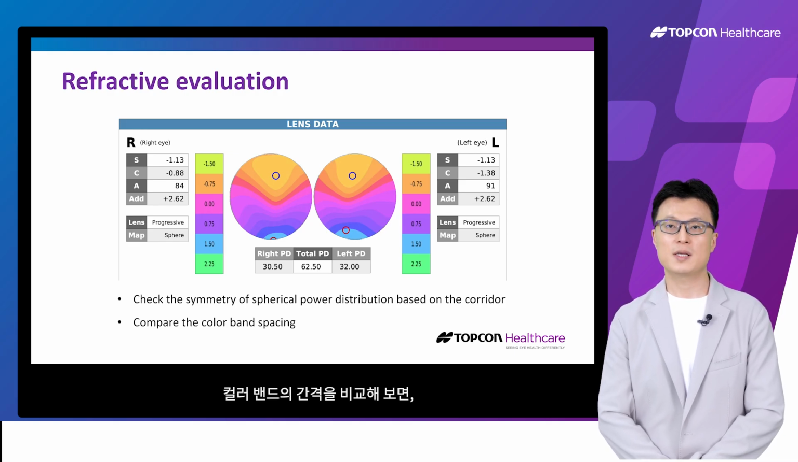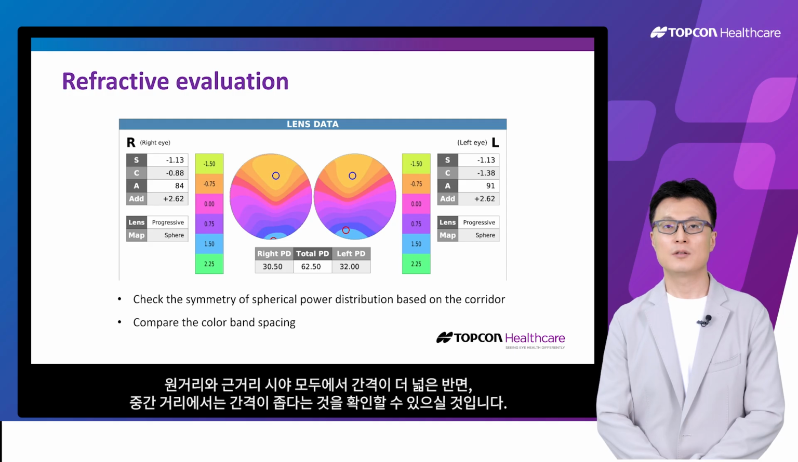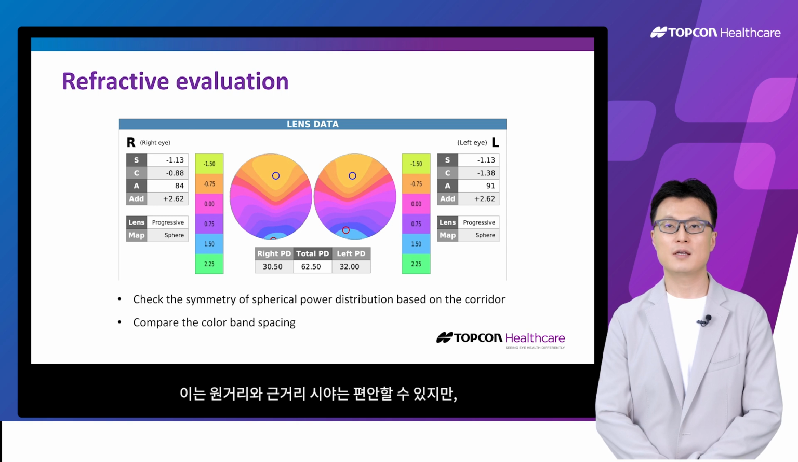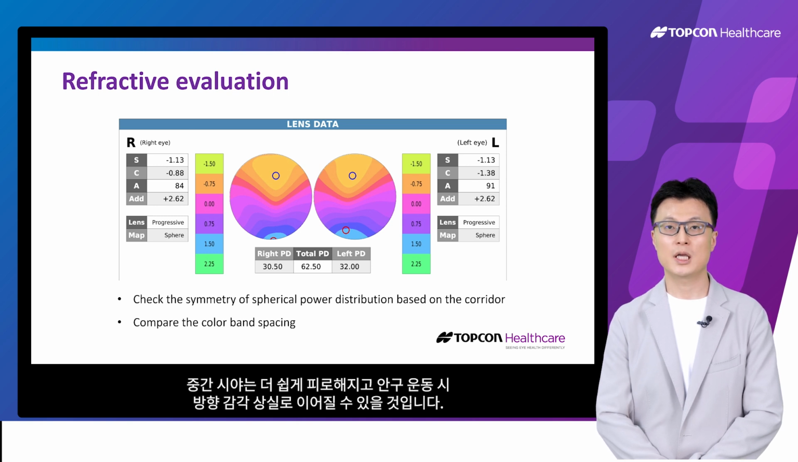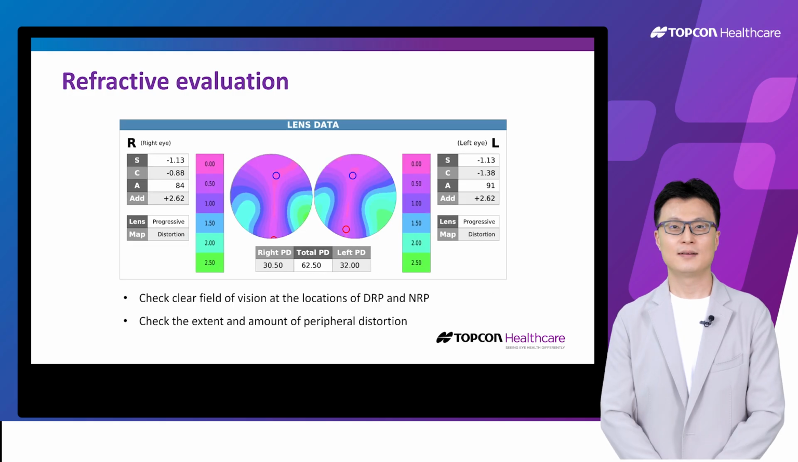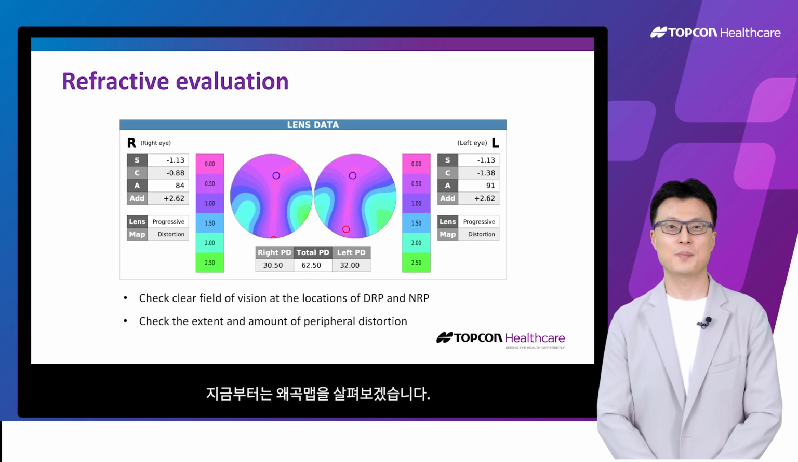When comparing the spacing of the color bands, we can see that the spacing is looser for both distance and near vision, while it's tighter in the intermediate zone. While distance and near vision may feel comfortable, intermediate vision might become tiring more easily and could lead to disorientation with eye movements. Now, let's take a look at the distortion map.